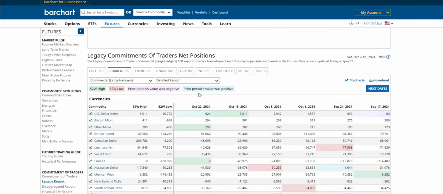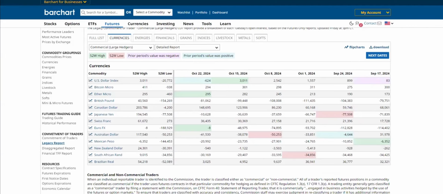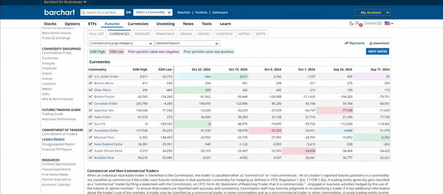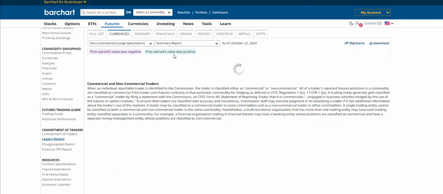And this bar chart is free. So you can do all of these without even subscribing. So when you enter currencies, large hedgers, we are not looking for hedgers. We're looking for non-commercials right here, large speculators, people that are speculating the market. So we have summary. You go to summary.